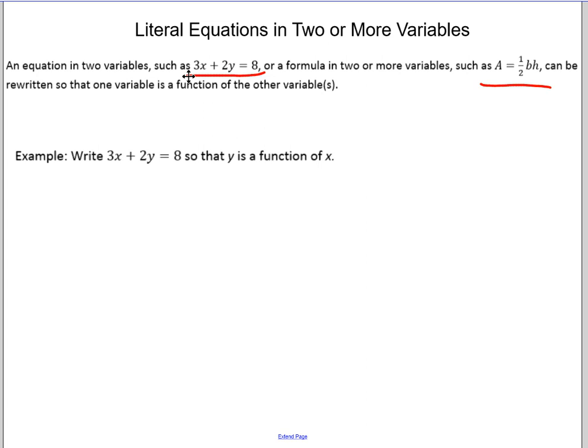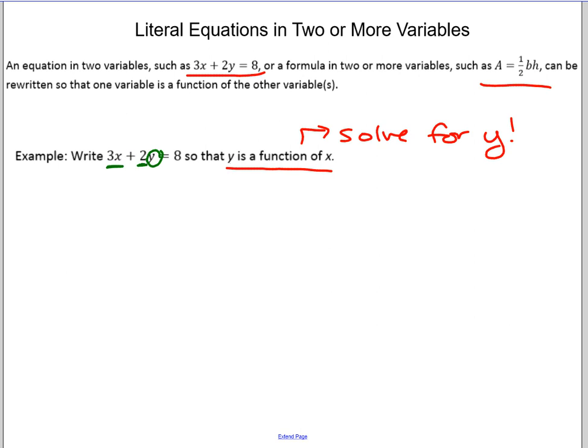Here's what that means. Here's our first example. If we want to take 3x plus 2y equals 8 so that y is a function of x. This is a fancy way of saying solve for y, okay? So this is just a literal equation, and we want to solve this for y, all right? So here's the y, that's what I want to get by itself. I need to get rid of the 3x and the 2.